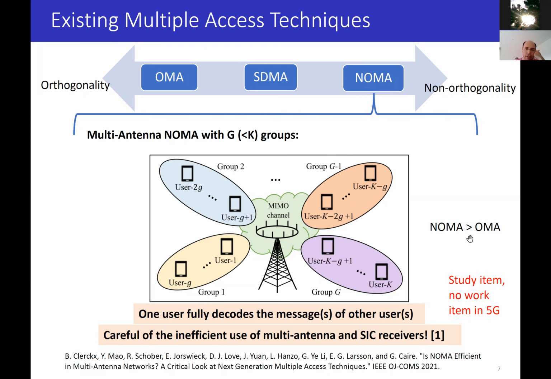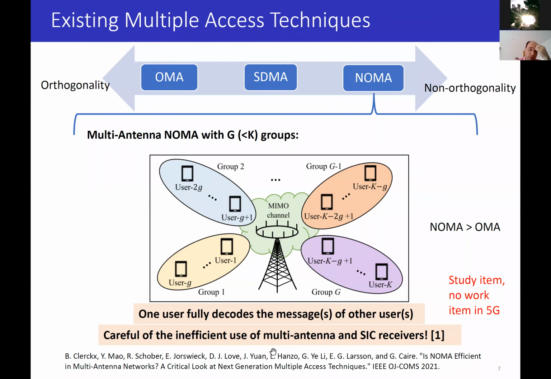So this is relatively easy to show in general, or at least would have the same performance. Now, what is less clear is whether you still have gain over using SDMA, for instance, right? Because SDMA also uses multiple antennas, but does not pair users into groups and does not enforce a given user to decode the message of other users, right?